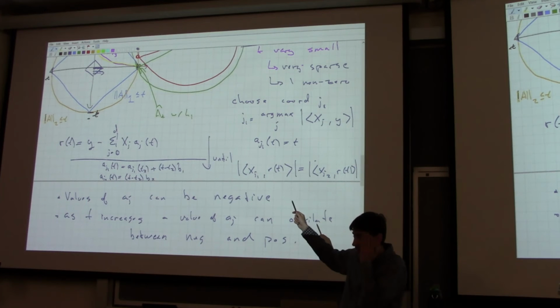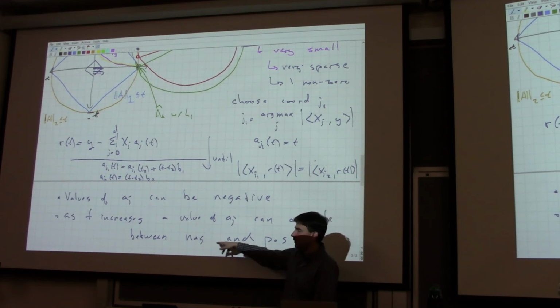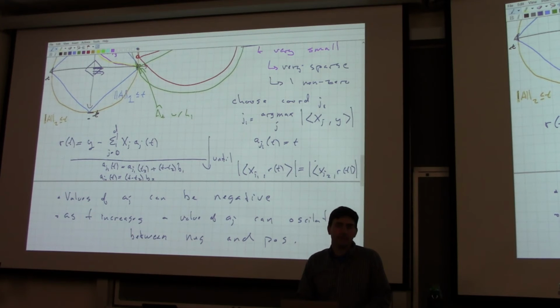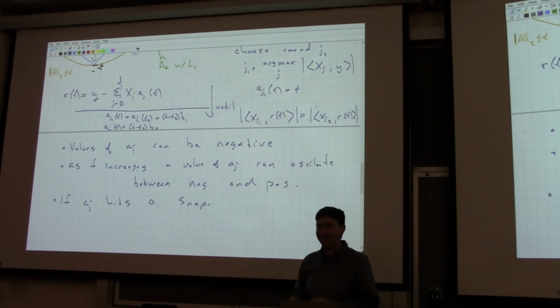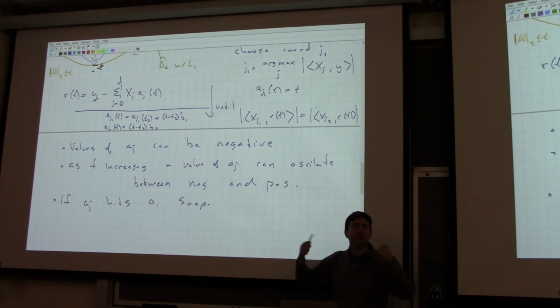There's one trick I didn't mention, some detail you have to do. As it goes between positive and negative, when it hits 0, you want to snap it to 0. You want to say if AJ hits 0, then snap. What that snap means is that if you're going to move it away from 0 again, you need to re-encounter one of these conditions with that coordinate. So you're unusing that coordinate. You no longer use that one anymore.